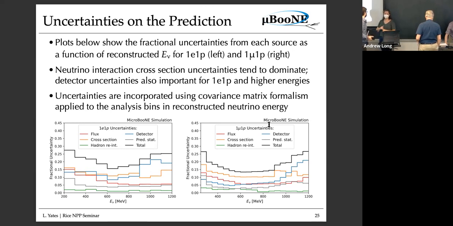There do not seem to be sterile neutrinos in the parameter space that would allow us to see new interference.